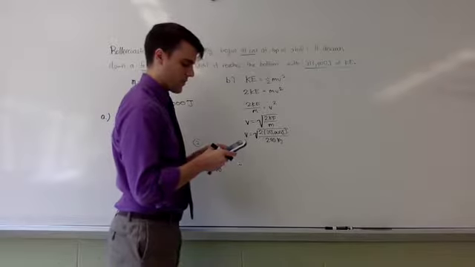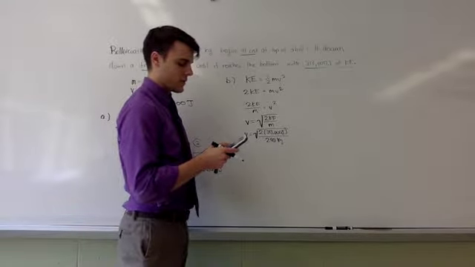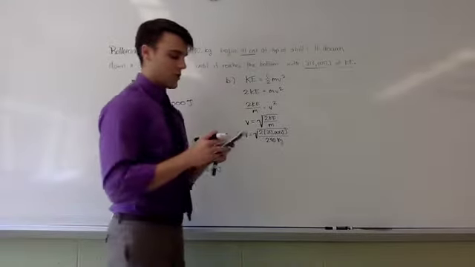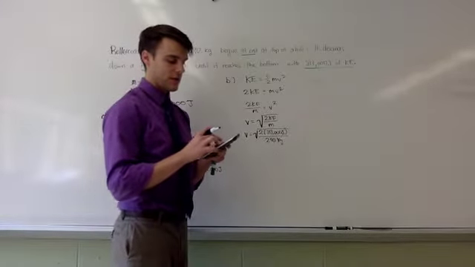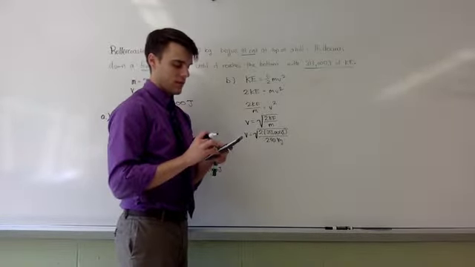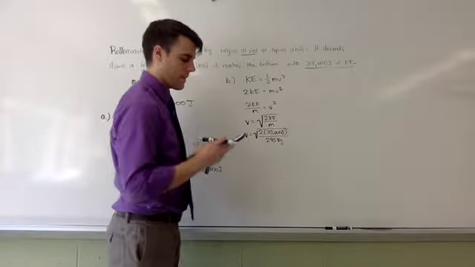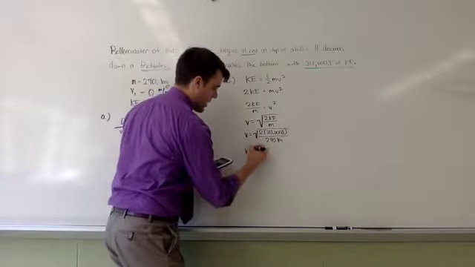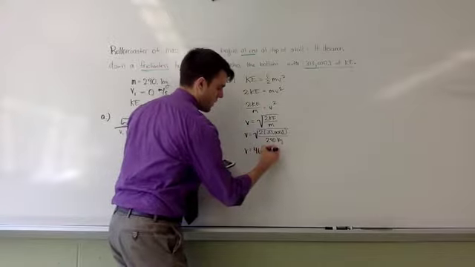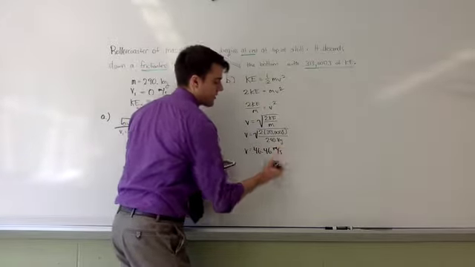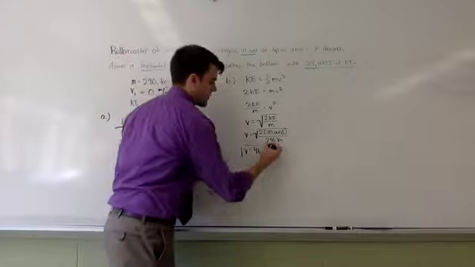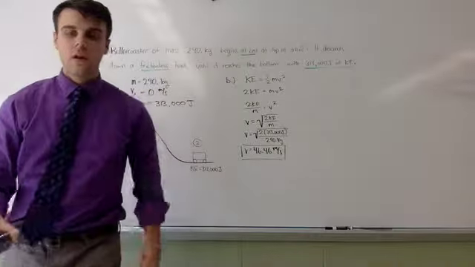2,158.62069. Make sure you close parentheses if you used any parentheses. And so I get a final velocity of 46.46 meters per second. That's the answer to part B.